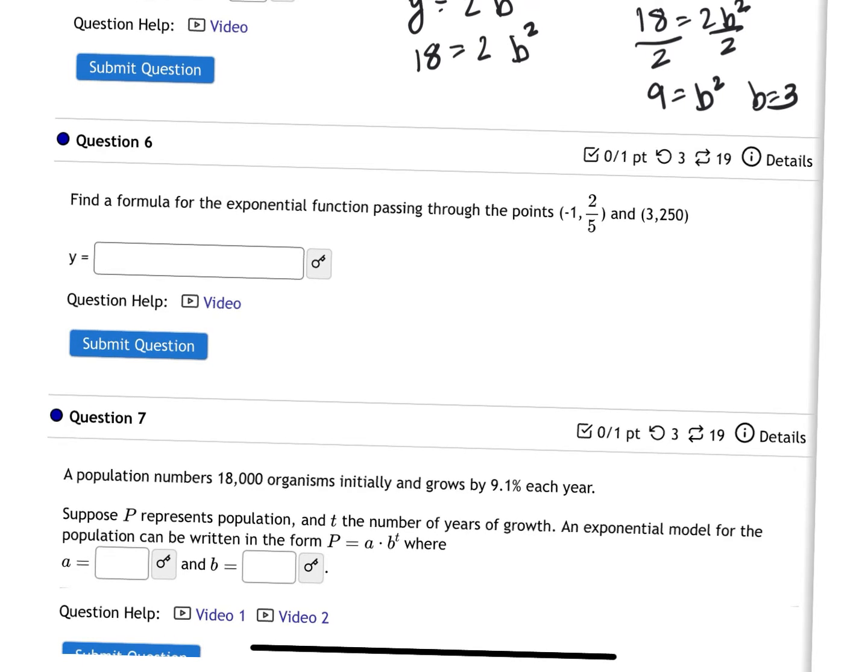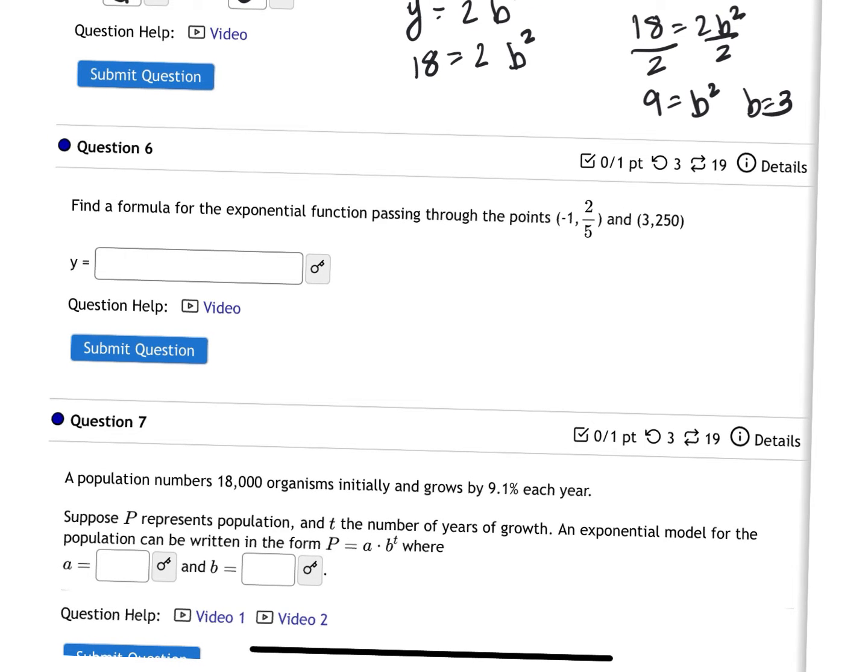And this next one, number 6, they didn't give me the 0. So same form though. We have y equals a b to the x. That's an exponential function. And they want us to figure out what that equals. So I know this is x and this is y. I have 2 equations and 2 unknowns. So 2/5 equals a b to the negative 1, and 250 equals a b to the 3rd.